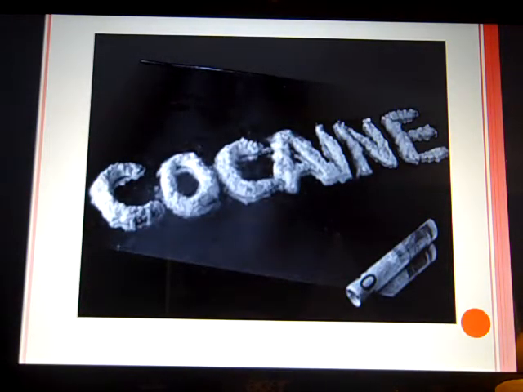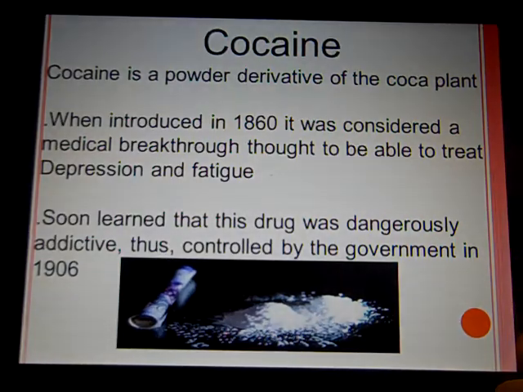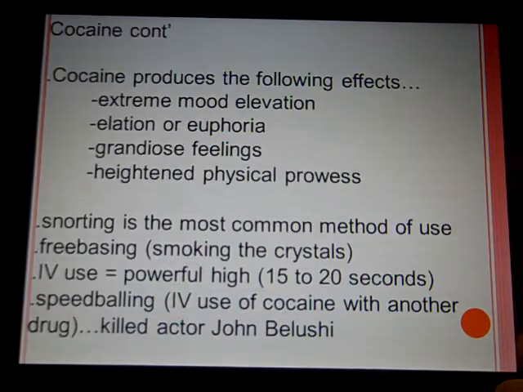Now, cocaine was more popular in the 1980s, but it's kind of been making somewhat of a comeback of late. Cocaine is a powdered derivative of the coca plant. When introduced in 1860, it was considered a medical breakthrough because it was used to treat depression, fatigue, as well as some other medical and possibly mental health disorders. We soon figured out that the drug was highly addictive, so the government controlled it in 1906. It's illegal now because we know that it can create some really dangerous situations and symptoms for people.